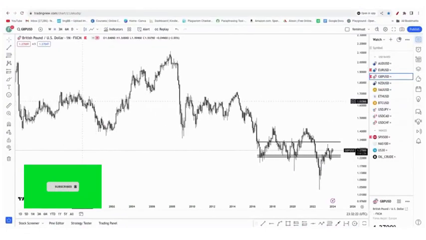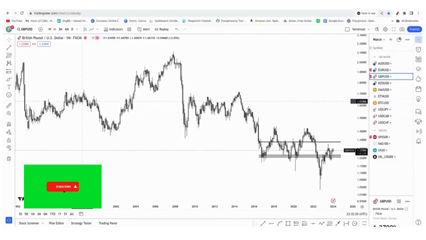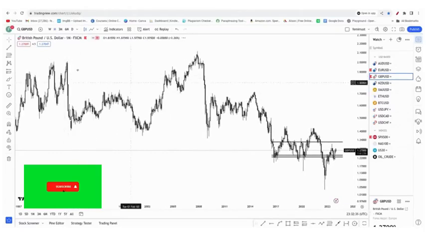So if you want to know the bigger picture, if you want to know the trade you are presently in, if the market is ranging or up trade or down trade, you have to go to the highest time frame. In this case, I'm on the monthly time frame.